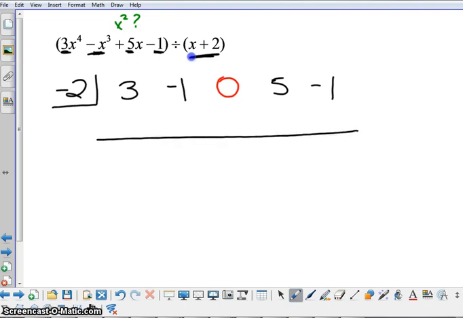Put in our line. And then we just begin by dropping that first number down. Coincidentally, it's a 3 again. So we just bring the 3 down, and then we multiply. Negative 2 times 3 is negative 6. Okay, now we're going to take that negative 1 and negative 6, we add those, we get negative 7. And then we multiply again. Negative 2 times negative 7 is 14.